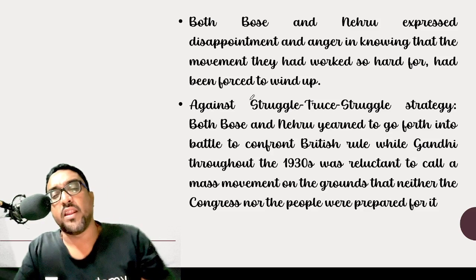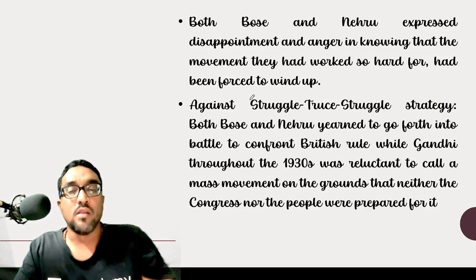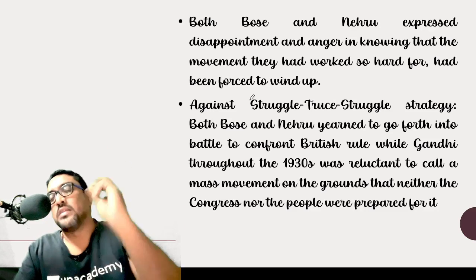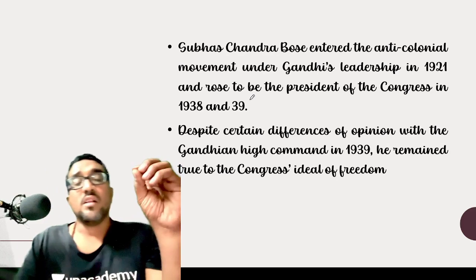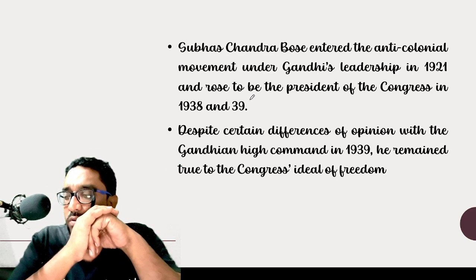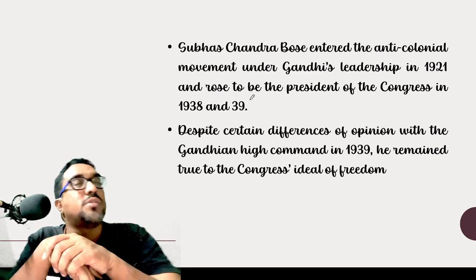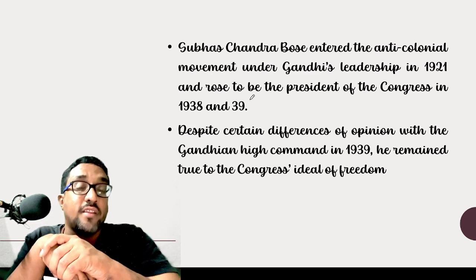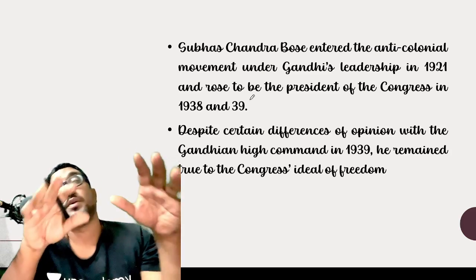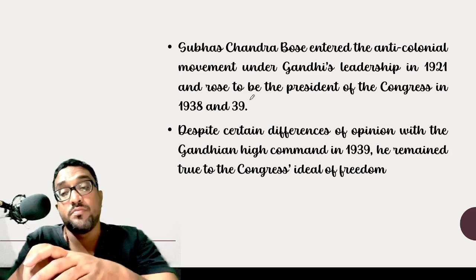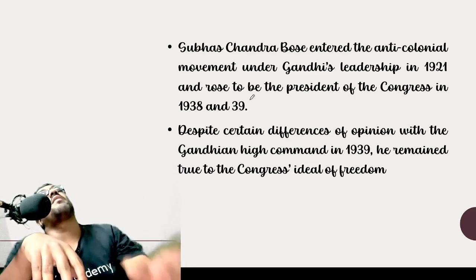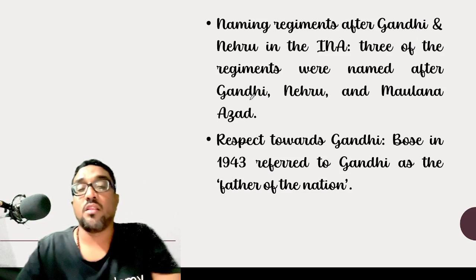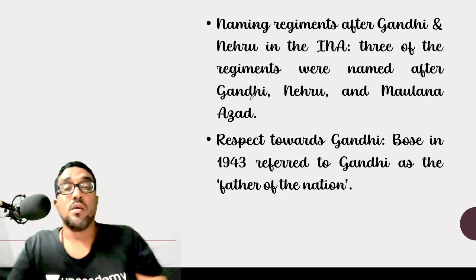Gandhiji throughout the 1930s was reluctant to call for a mass movement. Bose and Nehru were consistent in their demand for mass movements. Remember that Bose entered the anti-British movement under the leadership of Gandhi only in 1921, and became the president of Congress in 1938-39. See, he had a lot of differences with Gandhiji and Nehru. No issues with Gandhi's high command. But remember that Bose always remained committed to Gandhi's ideal of freedom and Congress's ideal of freedom.